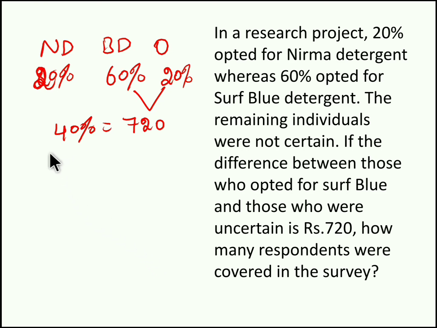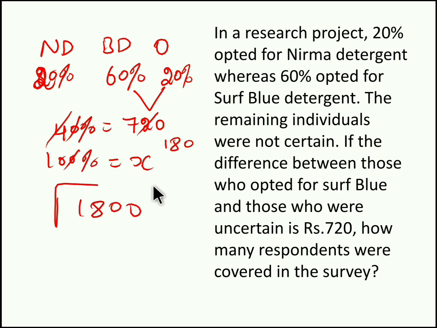So the total number of respondents is always 100%. So 100% is equal to x. So when you cross multiply, you will get the answer 180. So it's nothing but 180 into 10, 1800. So 1800 respondents participated in the survey. Out of that, 20% opted for Nirma detergent, 60% opted for blue detergent, and 20% opted for other detergent. Hope you understood the problem, right?